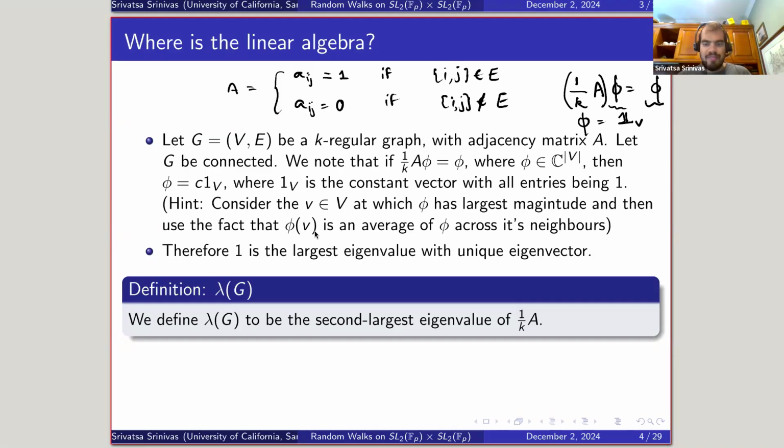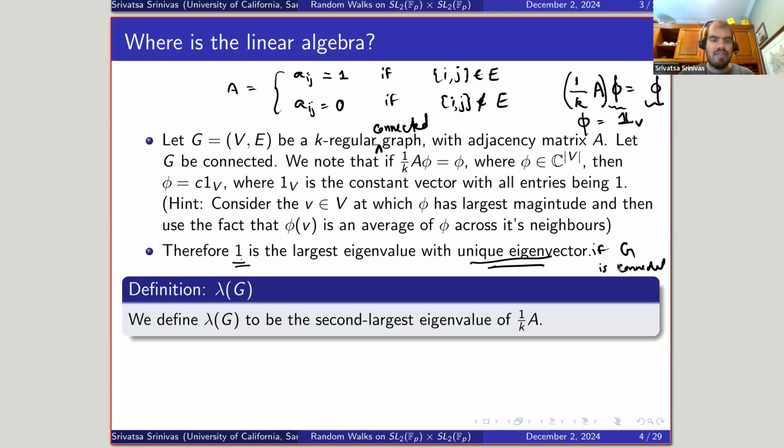But anyways, you have that this maximum value is a convex combination of its neighbors. So therefore, the neighbors also take on that maximum value. And then you can have that process just spread, and eventually it's constant on connected components. So yes, I had to add "connected" over here. All right. So therefore, 1 is the largest eigenvalue with unique eigenvector if G is connected.